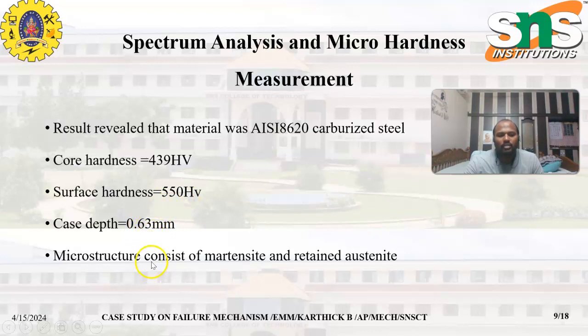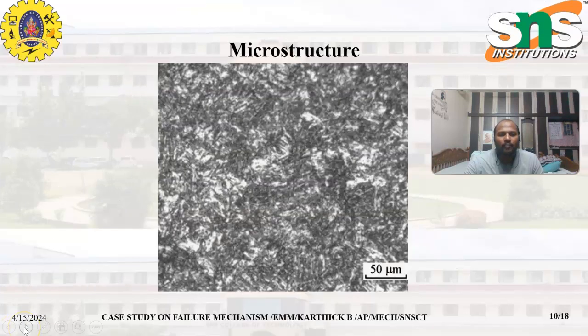Here the microstructure consists of martensite and retained austenite. So this is the microstructure where these white colors are nothing but the austenite, and the black colors are nothing but the martensites. So the white is retained austenite and the black color is martensite.